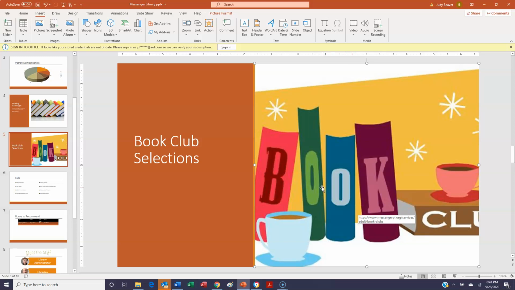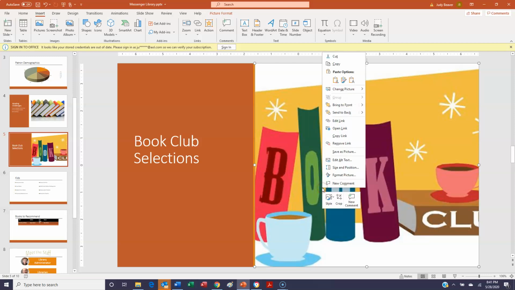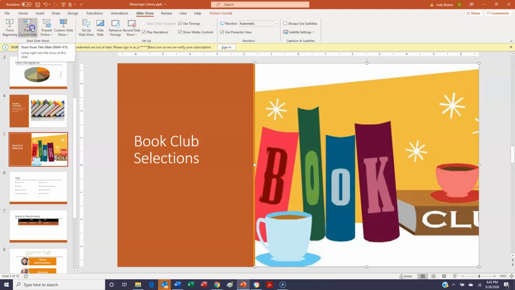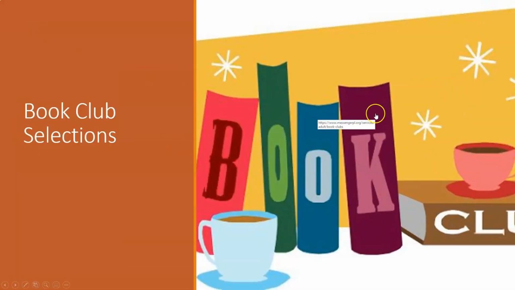So if for some reason you got the wrong website, you can right-click this and choose Edit Link, or if that link is broken, you could edit it, but you can also remove the link as well. So I'm just going to do slideshow and then from current slide and show you what I mean.